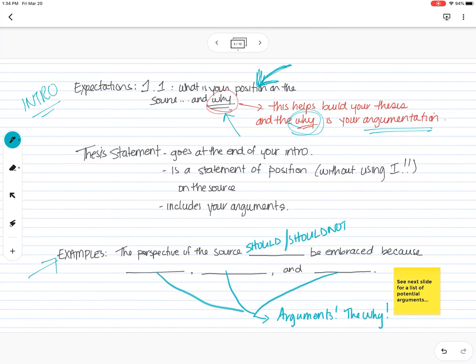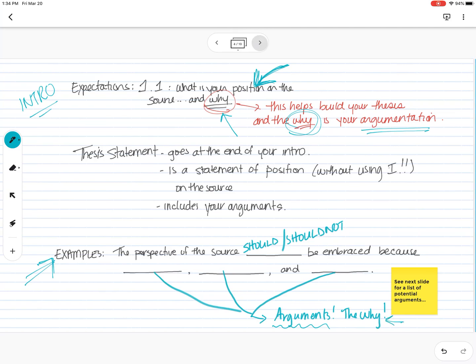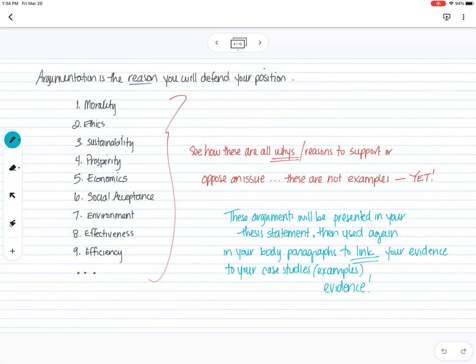So again, if you take a look down here at the example thesis statement. This is a pretty simple thesis statement, but also a very effective way of phrasing your thesis statement. The perspective of the source should or should not be embraced because blank, blank, and blank. Those blanks are obviously going to be our arguments. Those are the whys.